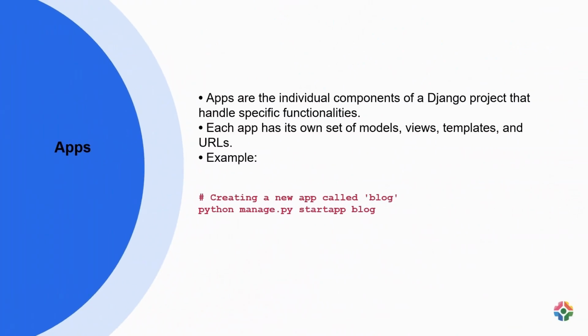In Django, apps are discrete elements within a project responsible for specific tasks. Each app embodies its own models, views, templates, and URLs. A practical example is creating a new app, say blog, within a Django project using the command python manage.py startapp blog. This process sets up a new app named blog within the project with its associated components.